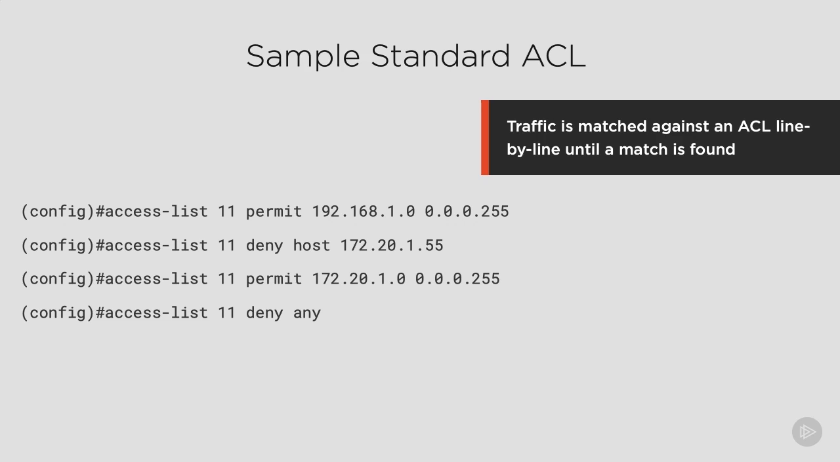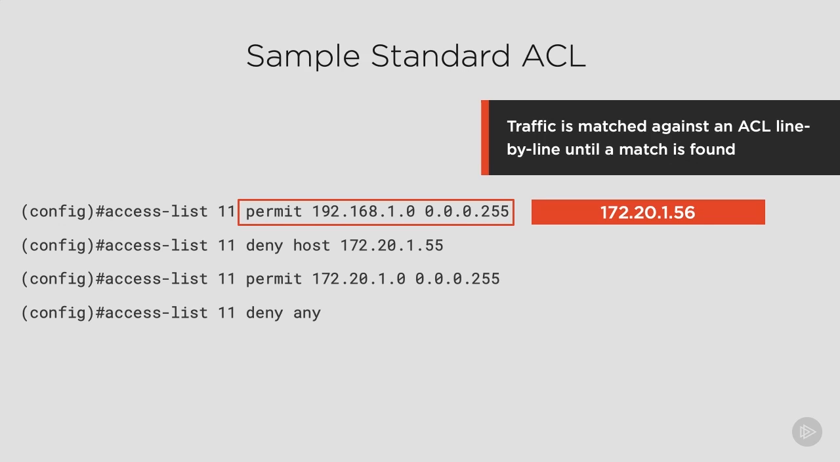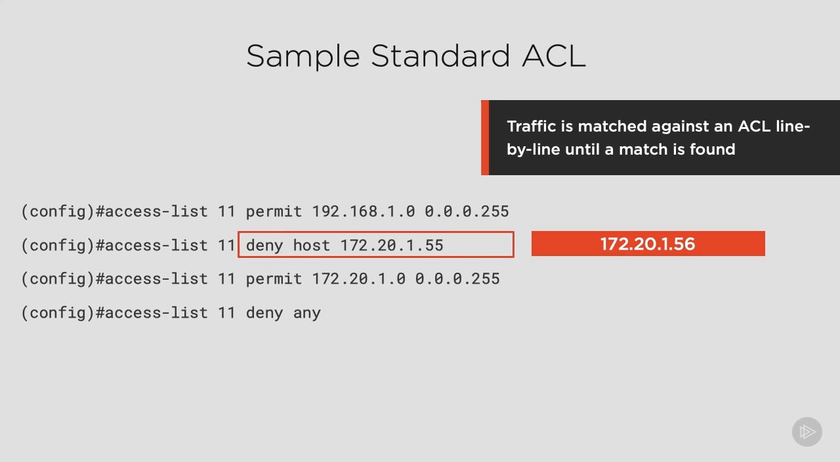For example, if traffic is sourced from the IP address of 172.20.1.56 and is being matched against this ACL, the router will compare the source traffic to the first line, which is looking for anything in the 192.168.1.0/24 subnet. Since 172.20.1.56 does not fall into that subnet, the router skips this line and looks at the next line.